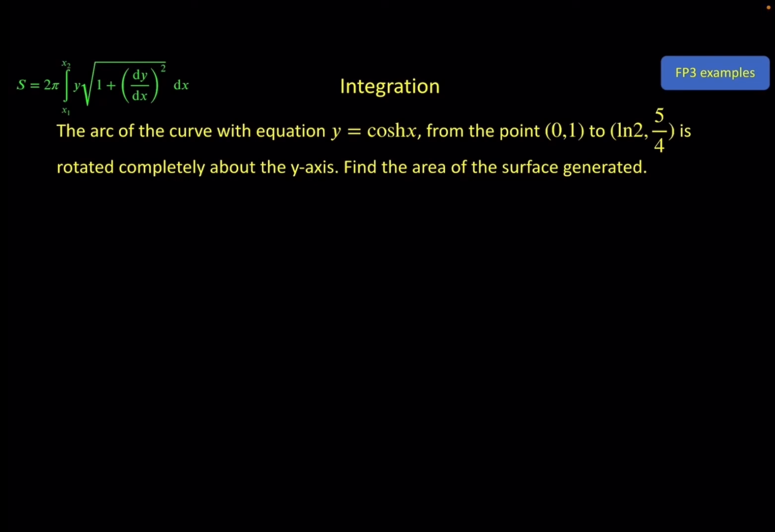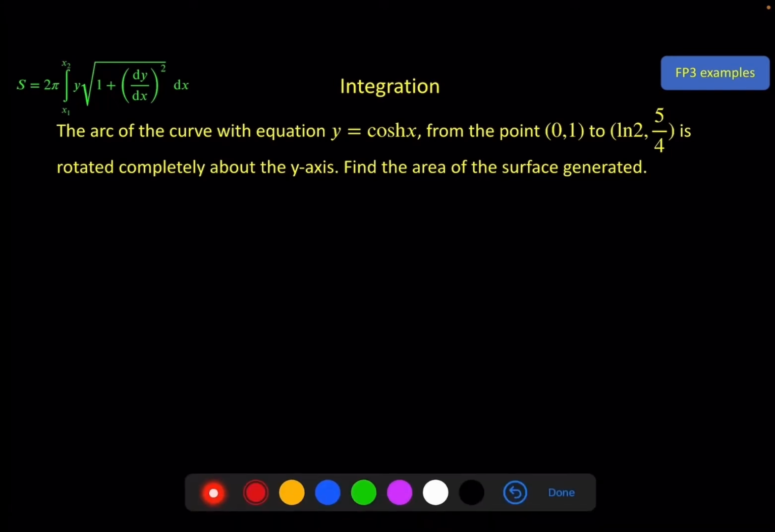Here we go. The arc of a curve with equation y equals cosh x from the point (0, 1) to (log 2, 5/4) is rotated completely about the y-axis. Let's put a big old circle around that. And straight away, we should change this into an x so we don't forget later. Find the surface area of the surface generated.